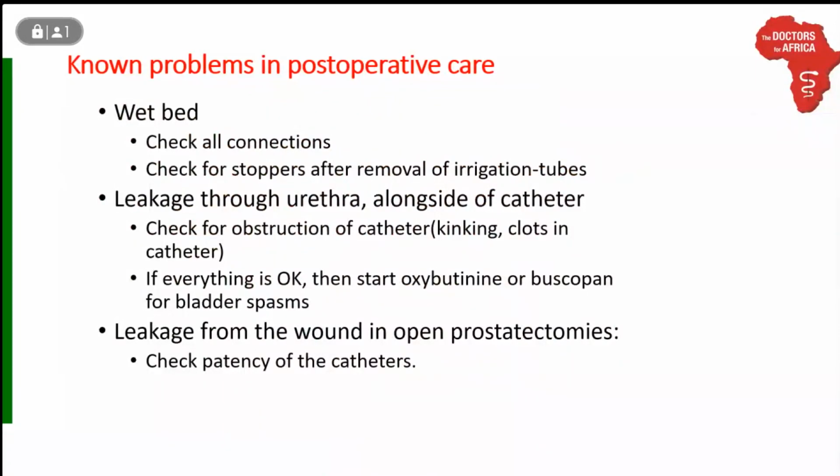A wet bed. Always check all connections. Check for stoppers after removal of irrigation tubes. And also check if there is no obstruction of the drainage. Leakage through the urethra alongside of the catheter: check for obstruction of the catheter, kinking, clots in the catheter. And if everything is okay, then it's a sign of bladder spasm, and you can start oxybutynin. If there's leakage from the wound in open prostatectomies, check patency of the catheters.